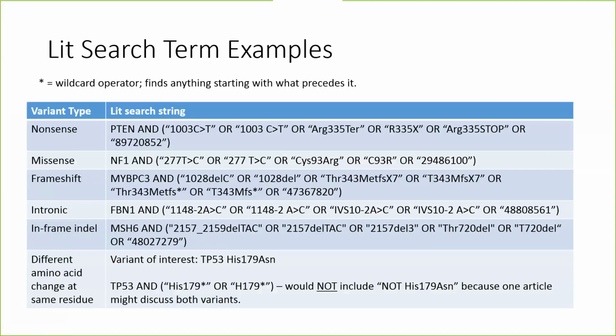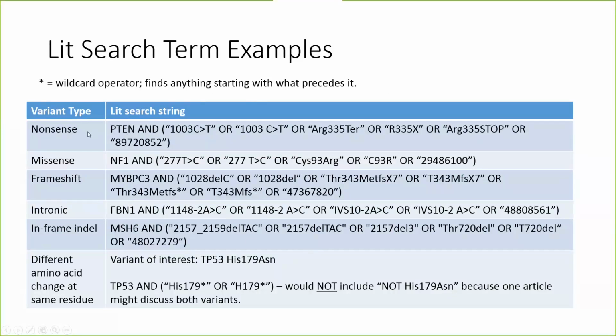So here are some examples of literature search terms you might build based on different types of variants. Another little Boolean operator that you'll see in here is an asterisk, which is the wildcard operator, which finds anything starting with what precedes it. So let's talk through some of these over here.